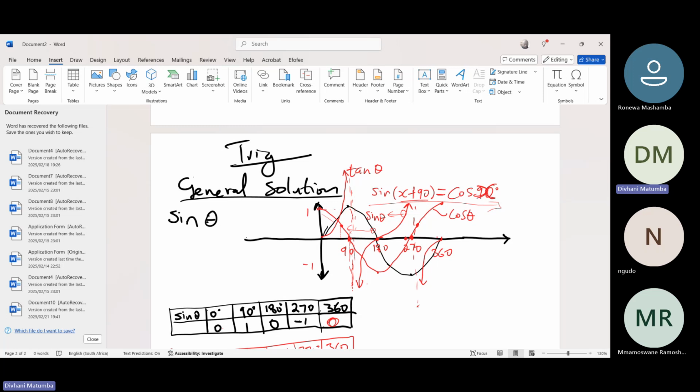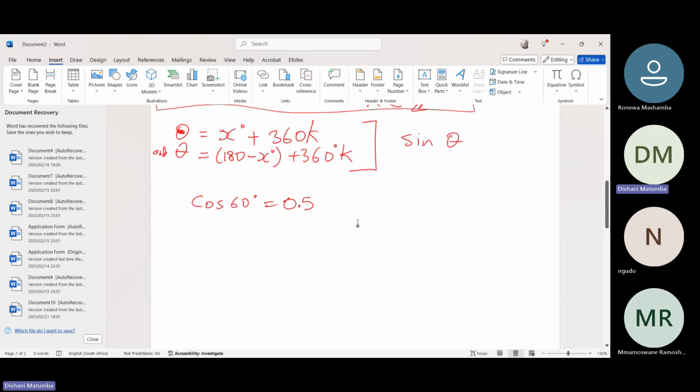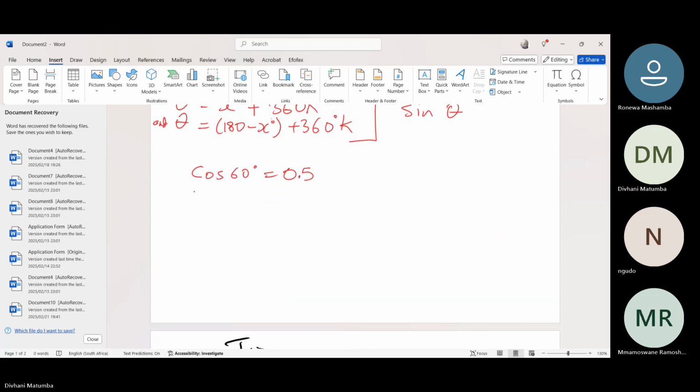So in order to find that value, 360 minus 60, what is it? 300. Okay, what is the cos of 300? 0.5.